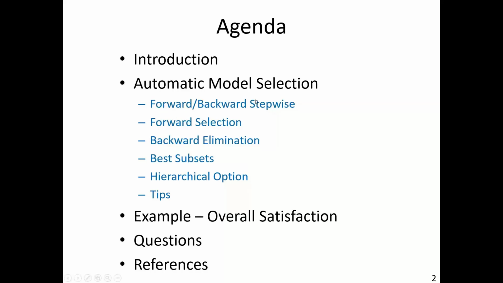So with that, we'll start. Introduction, and then I'll talk about various automatic model selection methods, including forward, backward, stepwise, forward selection, backward elimination, best subsets, hierarchical option, and some tips. We will then continue with the example that we started with in the first webinar, using the customer satisfaction as a function of responsive to calls, ease of communications, and customer type. And then we'll do questions.